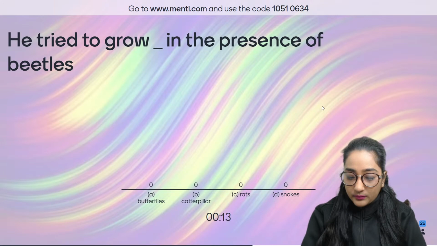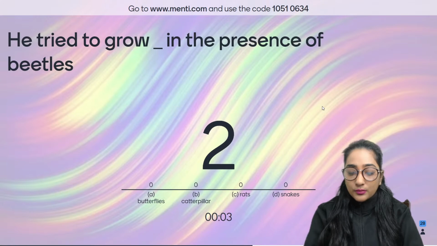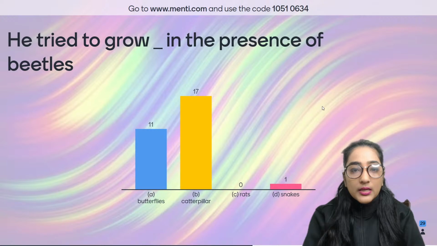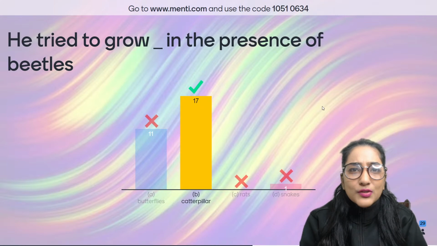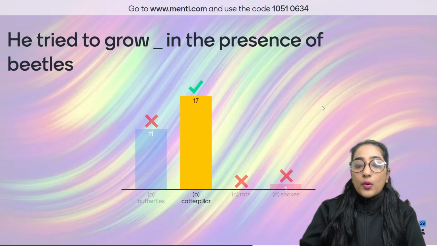Let's see. 9, 8, 7, 6, 5, 4, 3, 2, 1. And the time is up. So what is it called? Caterpillar. This was so clearly given. He just wanted to see why they are dying in just a few years. The reason he found that it could be because of beetles, and that is why he had made the caterpillars grow in the presence of beetles.